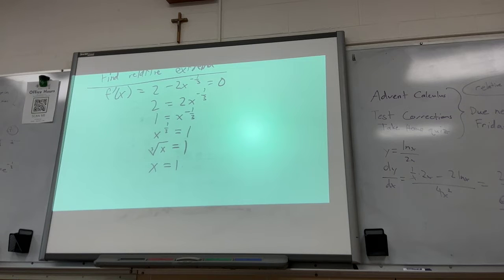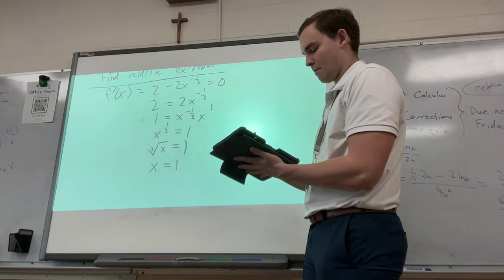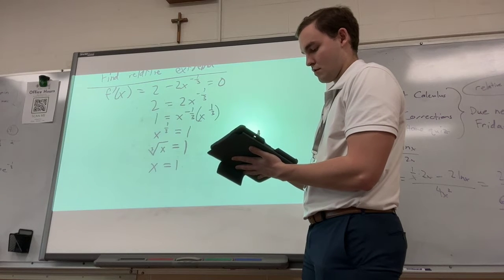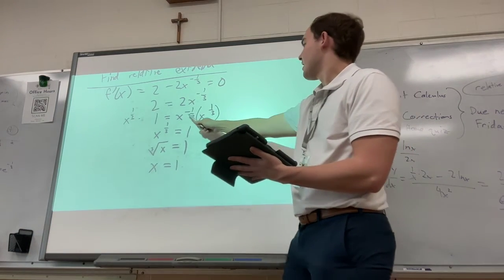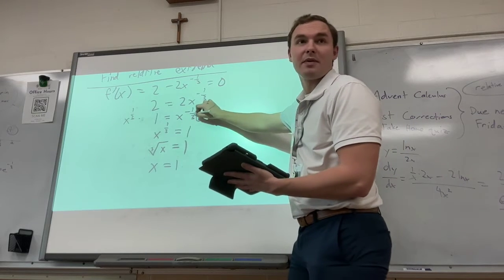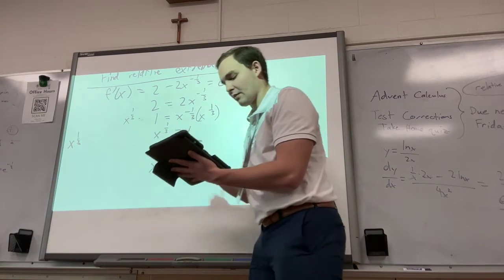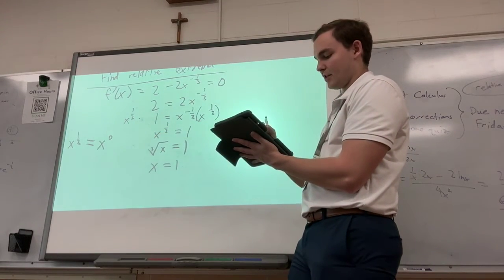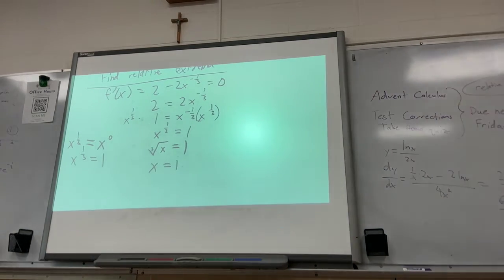Isn't it negative 1/3? Oh, on the right here? I multiplied both sides by x to the 1/3. What's your rule? You add the exponents when you multiply with the same base. That gives you x to the 1/3 on the left. The right is x to the 1/3 times 1, so x to the 1/3 equals x to the 0, which is 1. That makes sense? Then I can cube both sides, I get x equals 1. So that's our only critical point.